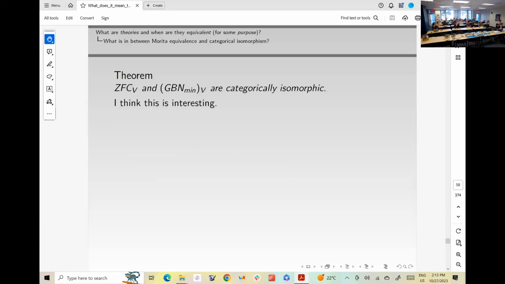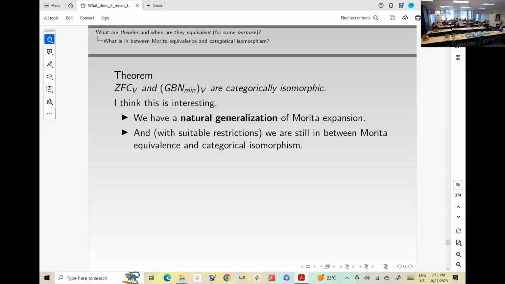It's interesting. I don't know quite what to make of it fully yet. I'm still learning more about how it works. We have a natural generalization, however, of Morita expansion. It's much stronger than Morita expansion. And with a suitable restriction, so we have to be quite careful, we landed somewhere in between Morita equivalence and categorical isomorphism. There are also some things to be reserved about.